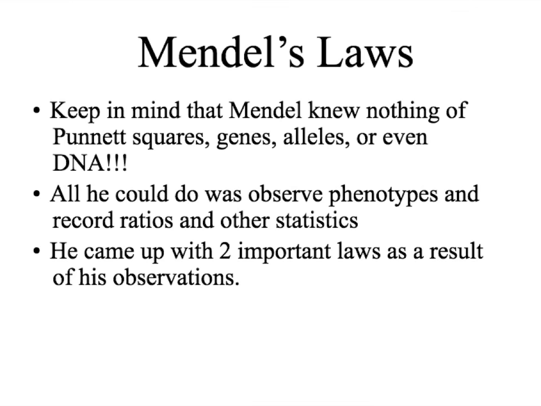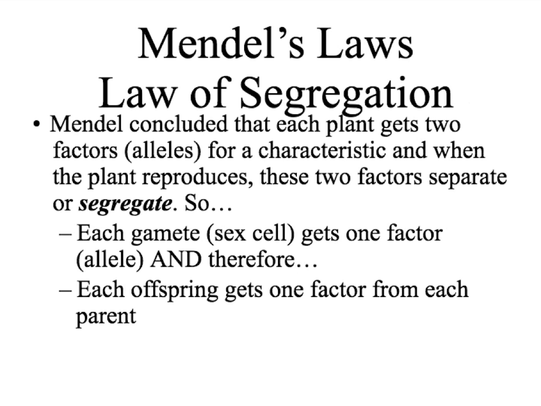Now, keep in mind that Mendel knew nothing about Punnett squares, which we're going to talk about in a second, or genes, alleles, or even DNA. All he was doing is observing the phenotypes, what they look like, and recording the ratios and other statistics. By doing this over enough time, it gave him the ability to come up with two really important laws as a result of his experiment, and we still use these laws today.